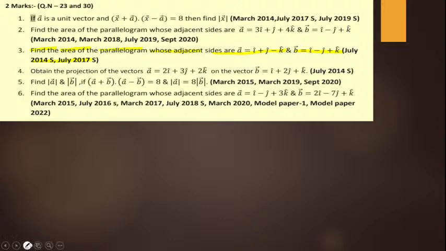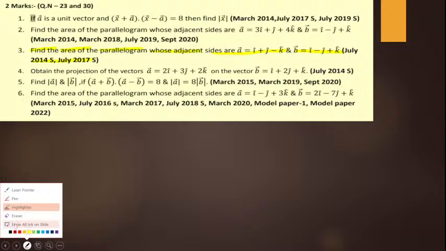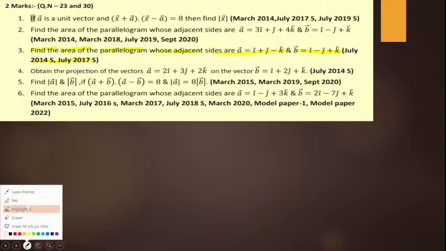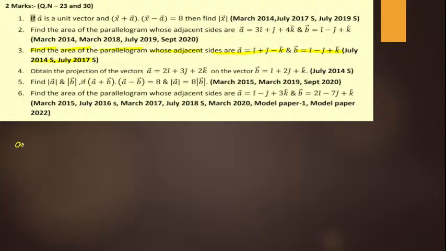Same kind of question. A vector is provided, B vector is provided. Just you need to take out the adjacent sides of that parallelogram. Okay, so vector A and vector B you have to write here. So vector A is given, that is i cap plus j cap minus k cap, and the vector B is provided here, that is i cap minus j cap plus k cap.